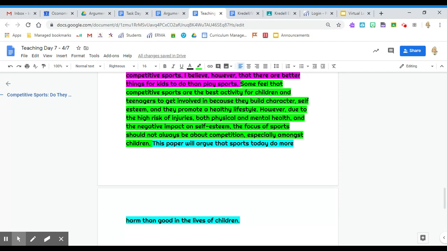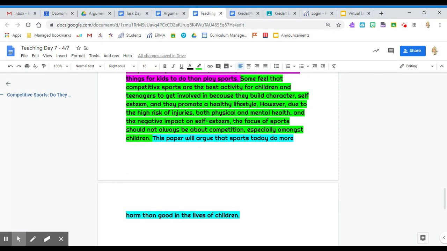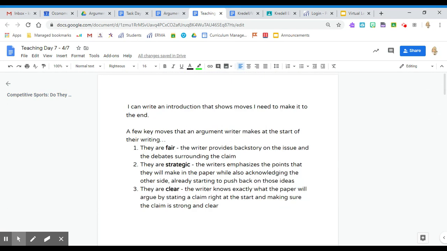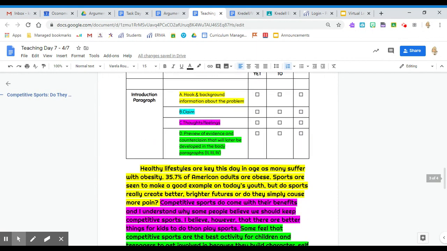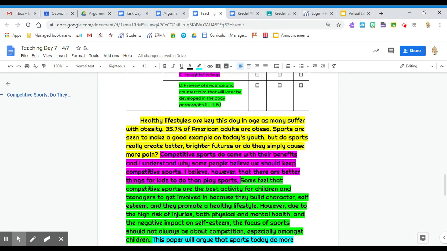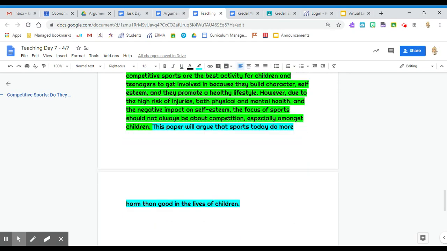This paper will argue that sports today do more harm than good in the lives of children. Going back to this, guys, we want this to be clear, right? I don't want your claim to be wordy. I don't want it to be super long. I want it to be short, to the point, and to tell the reader what your paper is going to be about, right? So this isn't going to be a super long part of your paper. This should be a small, short, clear piece of your paper.